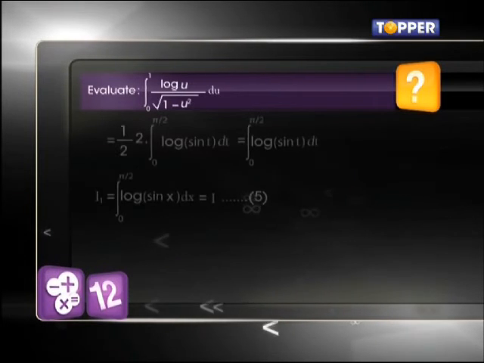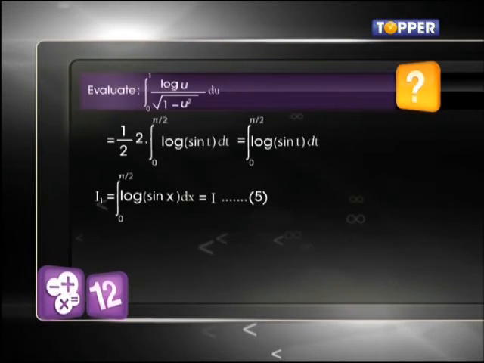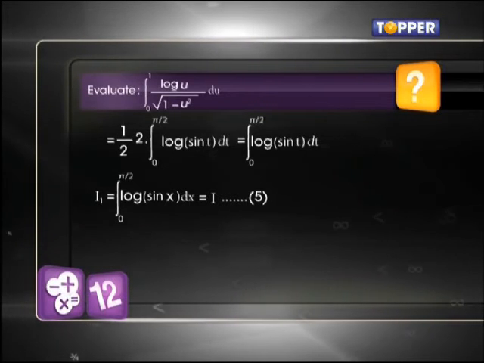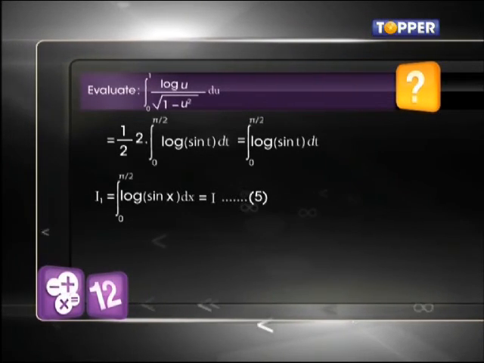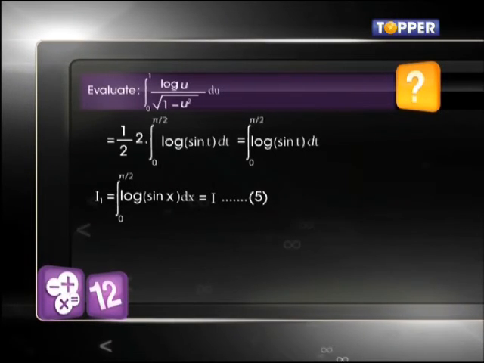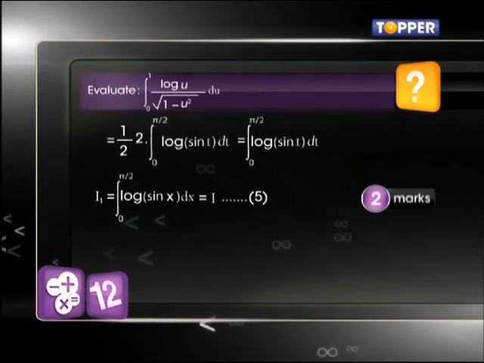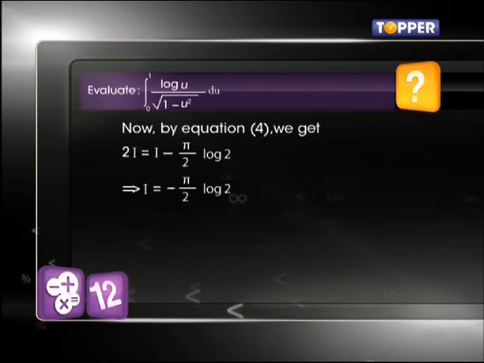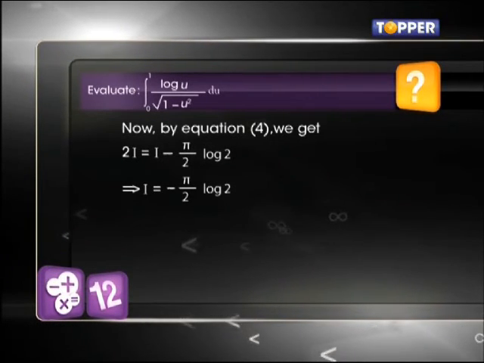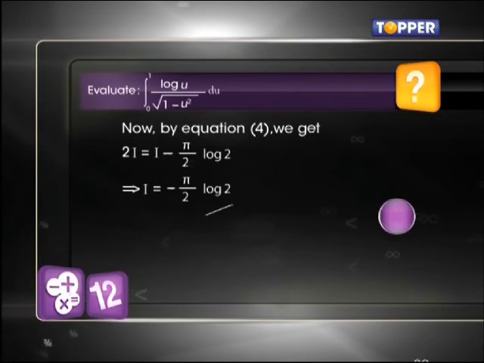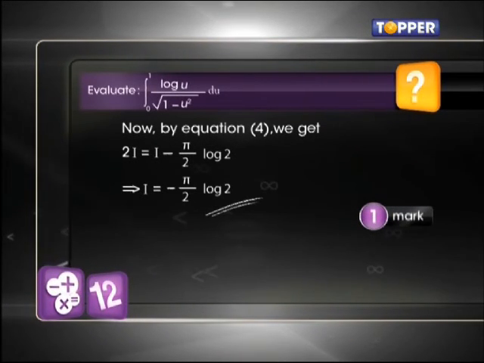Now using the fifth property of definite integrals, we get I1 is equal to the definite integral of log sine x at the limits from 0 to pi by 2, which is equal to I. This is equation number 5. Using equations 4 and 5, we get I is equal to minus pi by 2 into log 2. This is the last step and the final answer.